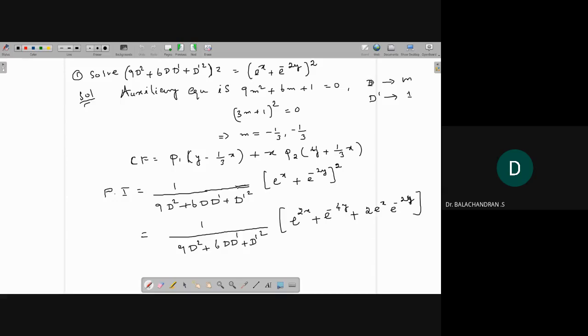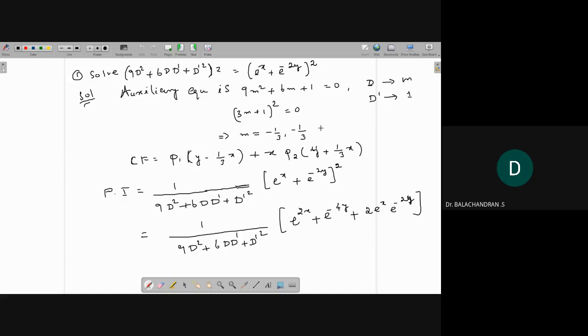For this you need to form the auxiliary equation. First replace D by m and D' by 1. If you replace D by m, you'll get 9m² + 6m·1 + 1², which is 1, equal to 0. So you can write 9m² + 6m + 1 = (3m + 1)². So the roots are -1/3 and -1/3. The roots are equal here.